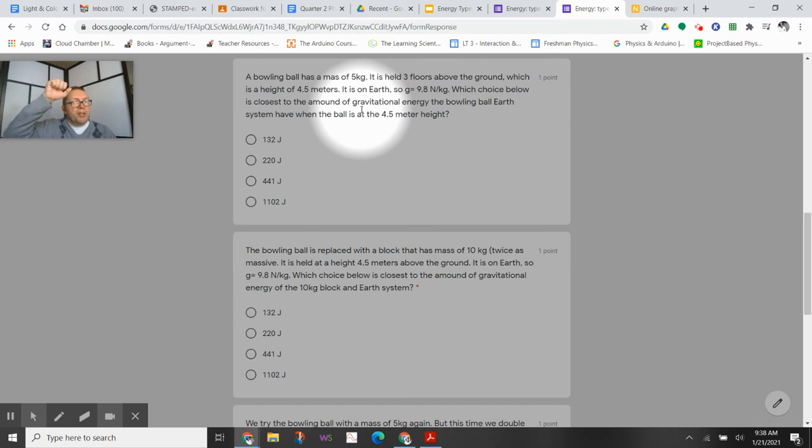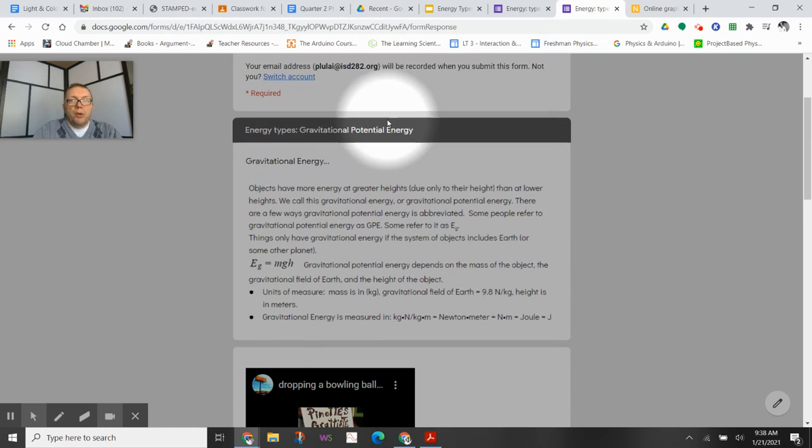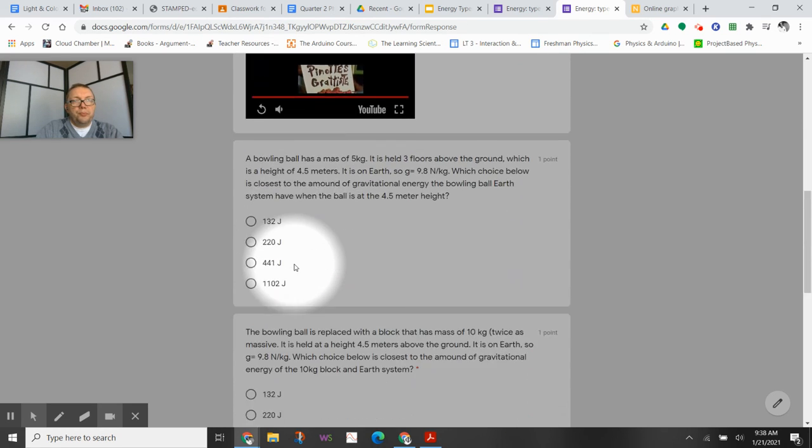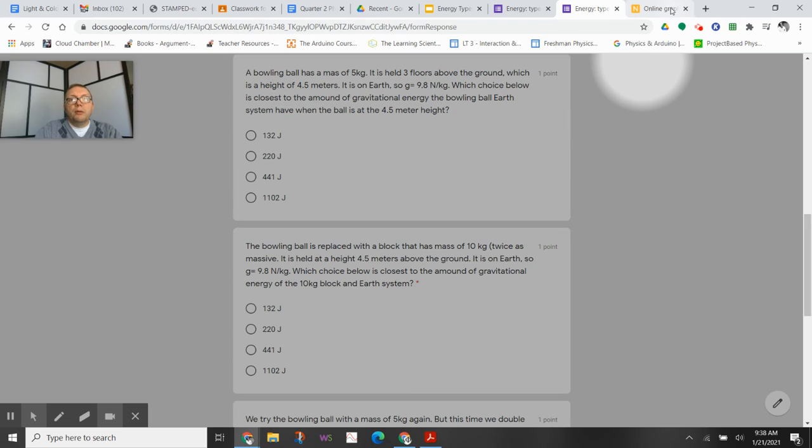So remember, if we're going to talk about the gravitational energy of the ball, we have to say, hey, the Earth is included in our system. So the gravitational energy of the Earth-ball system, we must include them both. So if we're going to do that, we have our height, we have G, and we have the mass. And remember that the equation is just m times G times H. So I need to remember what we had for those numbers.